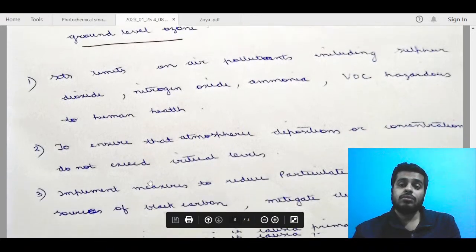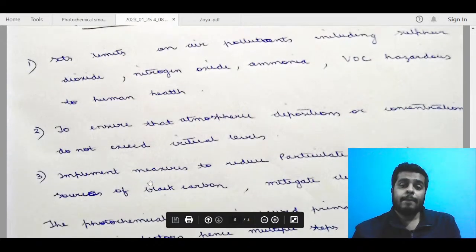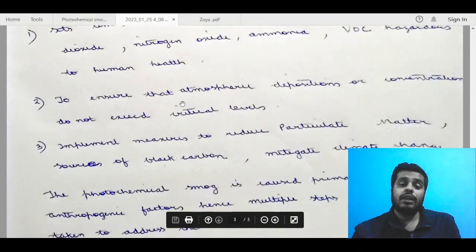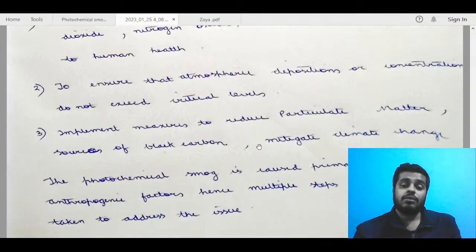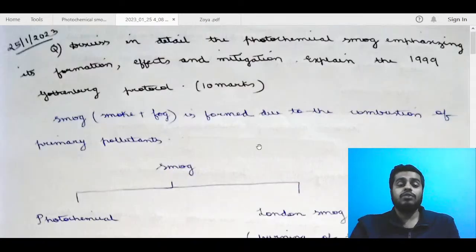Set limits on air pollution, including sulfur. Okay, to ensure that atmosphere. So here you can talk about black carbon and particulate matter also, that was added in 2012 to ensure the atmospheric deposition does not exceed limits, and to implement measures to reduce particulate matter sources of black carbon. Okay. The photochemical smog is caused primarily by anthropogenic activity, and out of 10, you must get 5 marks in this answer.